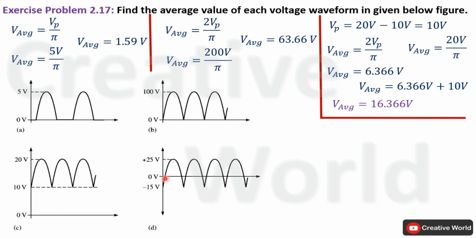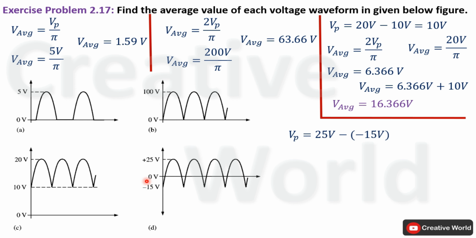Now we will move towards the last waveform. Again, this is the output of a full wave rectifier, but now this waveform is starting from minus 15 volt and ending on 25 volt. So first of all, we have to find its peak voltage value so that we can apply this full wave rectifier average voltage formula to calculate its average voltage. In order to find its peak voltage, we will subtract the value of minus 15 volt from this 25 volt because the higher value of this voltage waveform is 25 and the minimum value is minus 15.